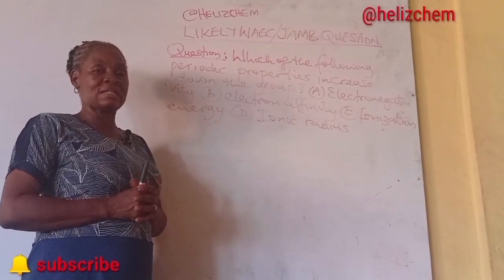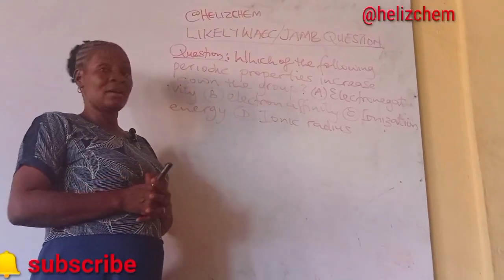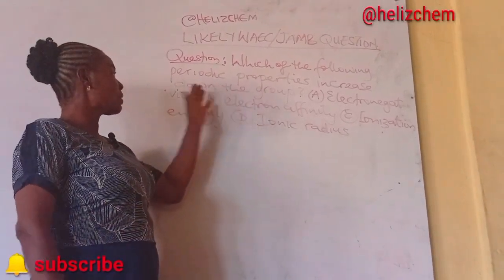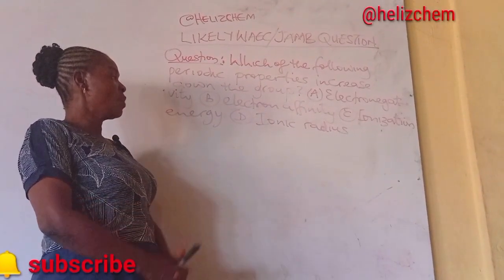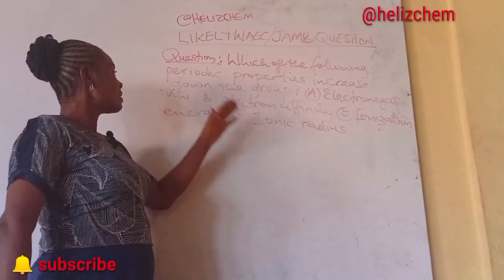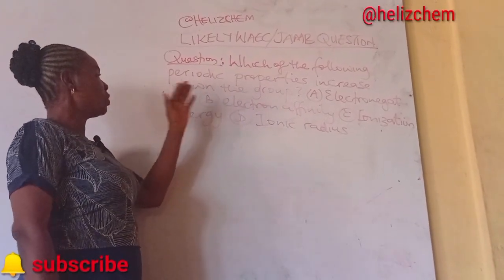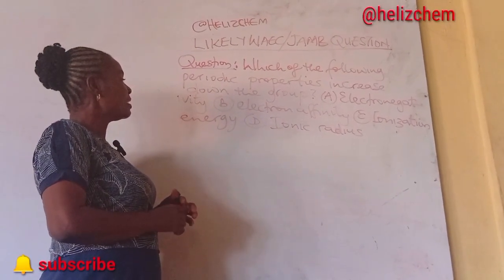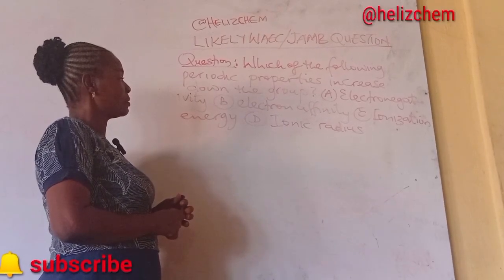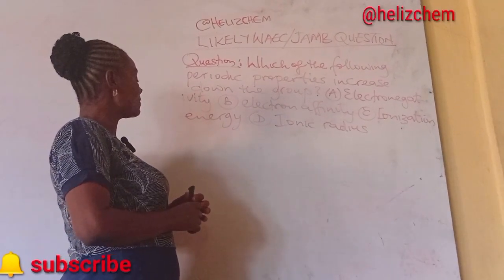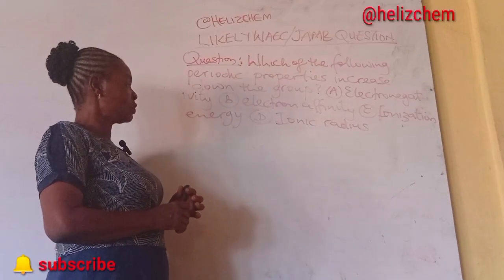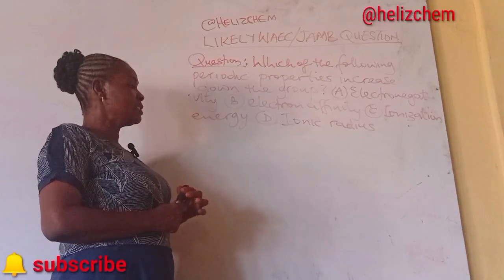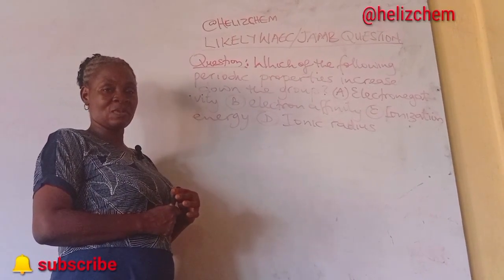Today we want to look at a typical WAEC or JAMB objective question. In case you come across this type of question, how will you answer it? This is the question. Which of the following periodic properties increase down the group? Option A, electronegativity; B, electron affinity; C, ionization energy; D, ionic radius.